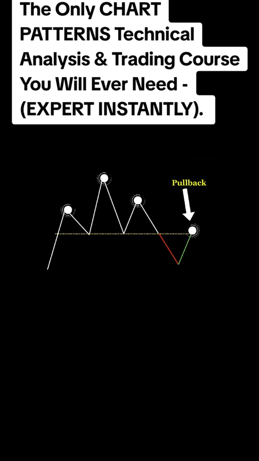Here's how it plays out. Price breaks below the neckline, confirming the trend shift. It then retraces back to the neckline area. You wait for signs of rejection, such as a bearish candlestick pattern, a wick, or a lower timeframe confirmation. Once rejection is confirmed, you enter short.